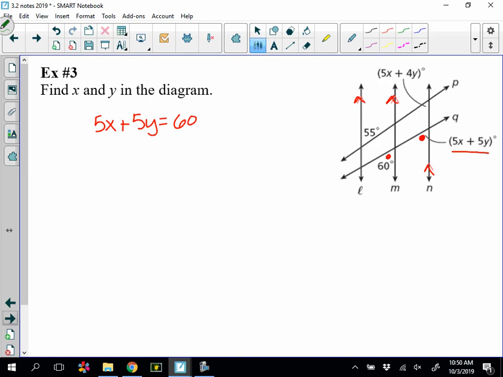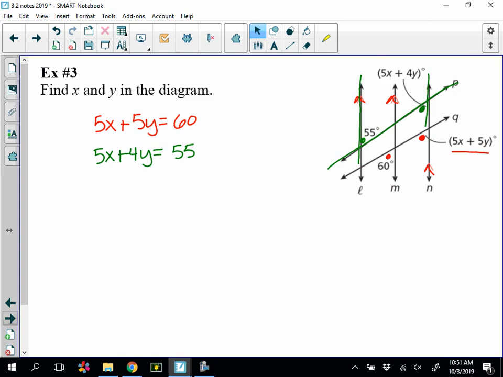Now let's look at this angle right here. It has a connection with 55. If you look at it, this is your transversal. It's alternating the transversal, but it's on the interior of those lines. So those are alternate interior angles, and the alternate interior angles theorem says they're equal. So I've got 5x plus 4y is equal to 55.